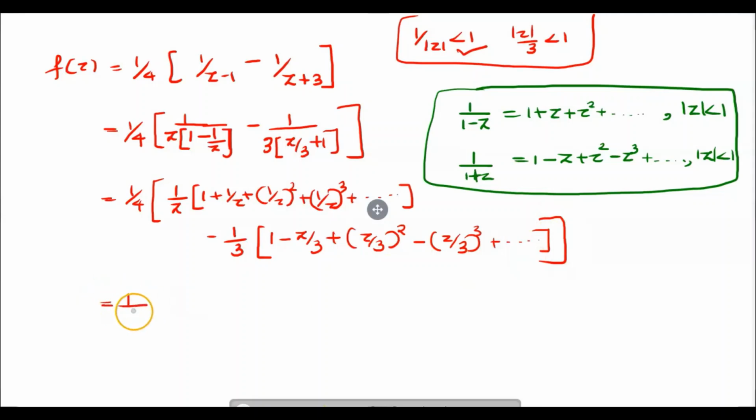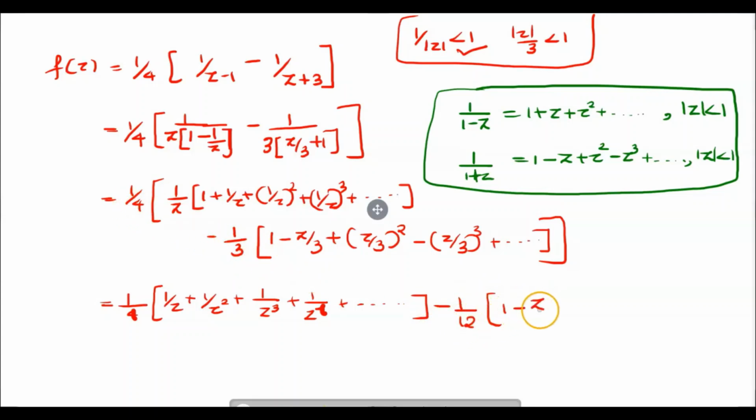Now this is 1 by 4. You can take z outside, 1 by z inside. This is 1 by z, 1 by z square, and here z square into z is z cube, plus 1 by z raised to 4 plus etc. Next term is minus 1 by 4 into 3, that is 12, times 1 minus z by 3 plus z by 3 all square minus z by 3 all cube plus etc.